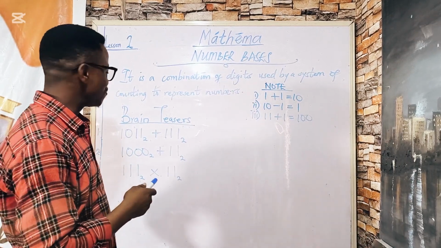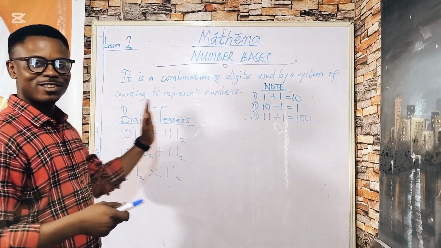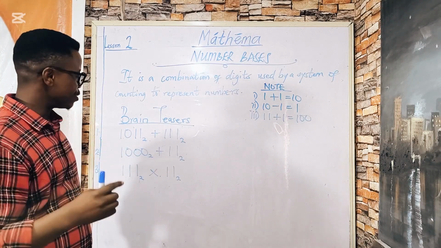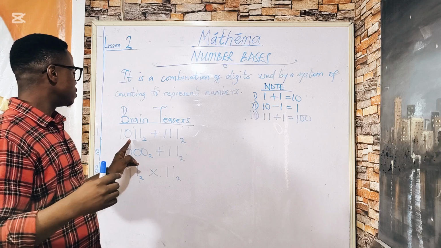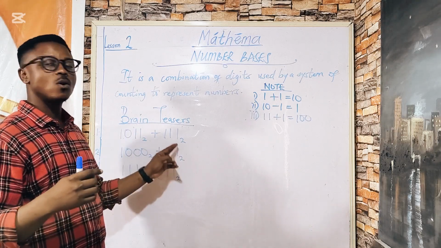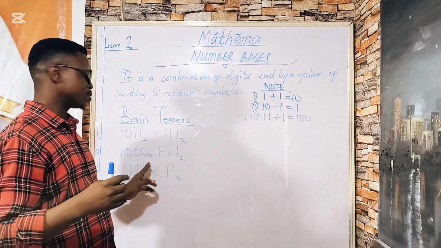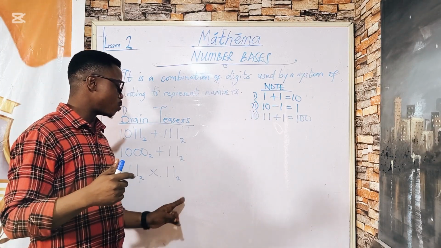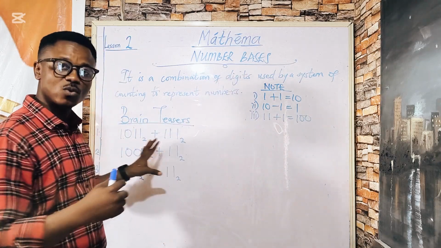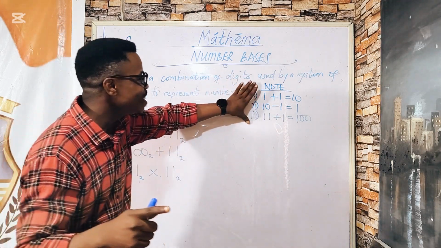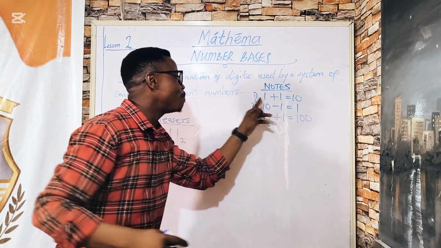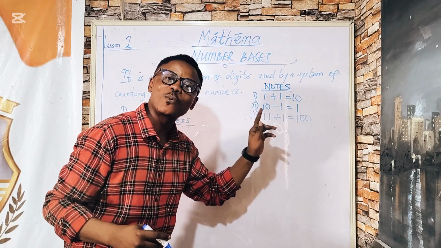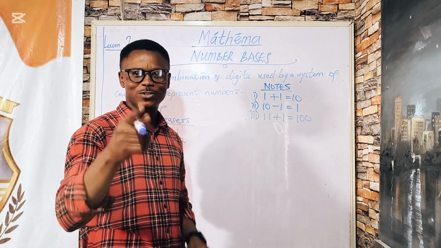Okay, so here we have some questions, some brain teasers with which you can exercise and flex yourself with this topic. We have 1001 in base 2 plus 111 in base 2. We have 1000 in base 2 plus 11 in base 2. We have 111 in base 2 multiplied by 111 in base 2. So as you solve these questions, you must take note. The notes here are 1 plus 1 is 10, 10 minus 1 is 1, and 11 plus 1 is 100. So when you solve it, you can send it to me.